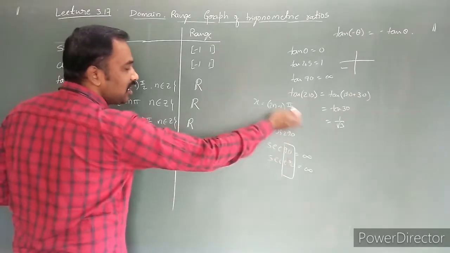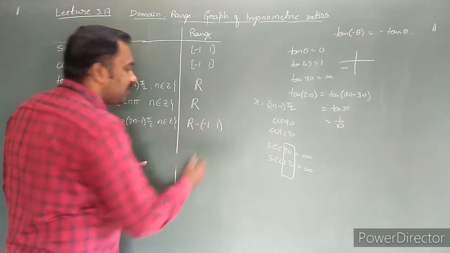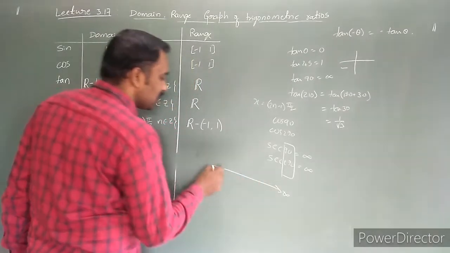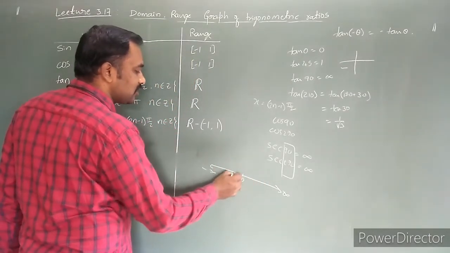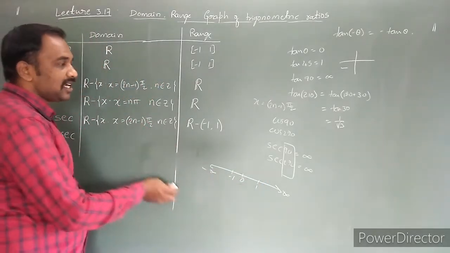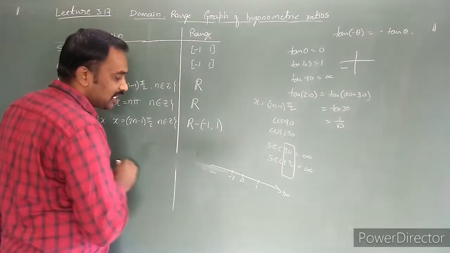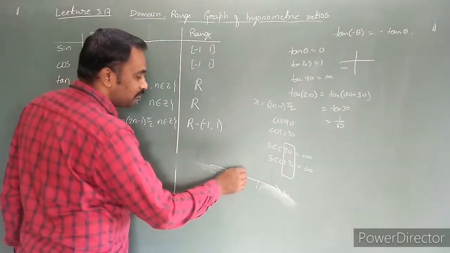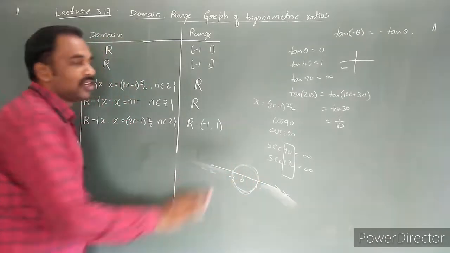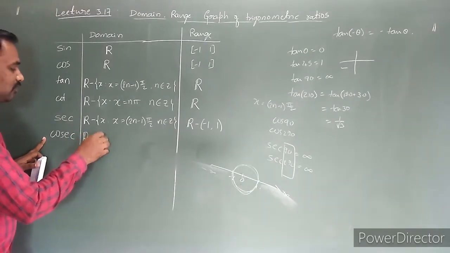After substituting these angles, we will get real numbers, but we will not get any values in between -1 to +1. Suppose it is the real number line, 0 is here, here it is -1, here it is +1. Sec of any angle except the odd multiple of pi by 2 will give all the negative and positive real numbers, but the values in this range we will not get. Okay.